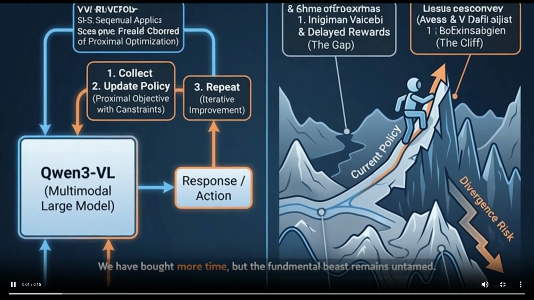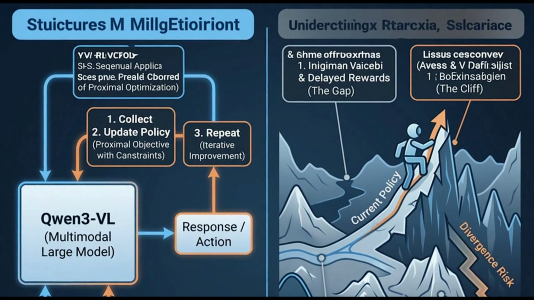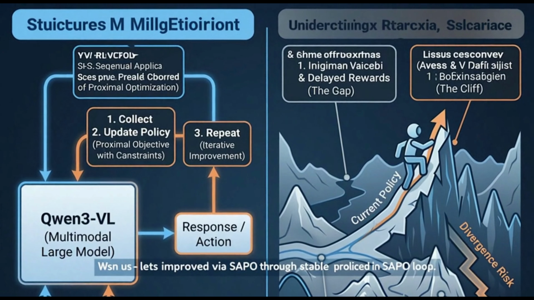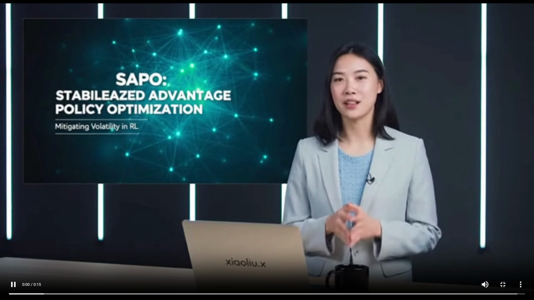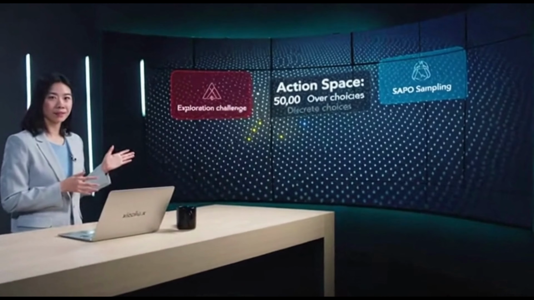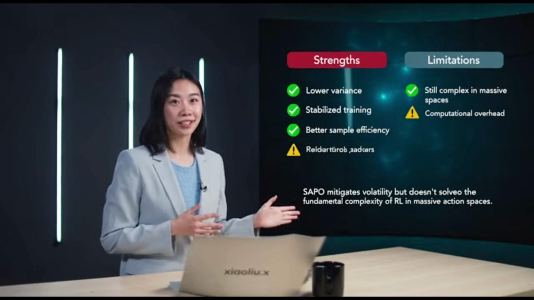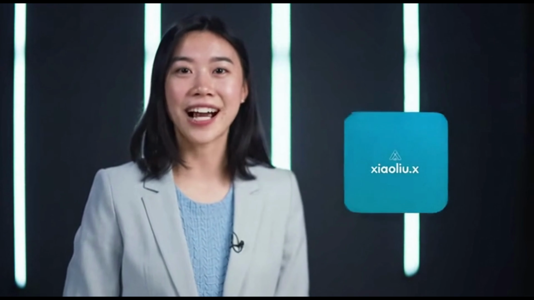We have bought more time for the optimization. SAPO lets us guide Qwen3-VL through stable, efficient, multimodal training. Structured steps: collect experience, update. Stable Advantage Policy Optimization, SAPO, was designed to calm the wild swings of reinforcement learning. Compared with a standard policy gradient, SAPO's returns look steadier and far less volatile. It does this by redistributing probability mass toward promising actions, even when the action space is huge.